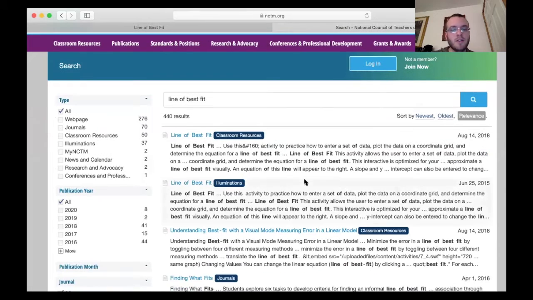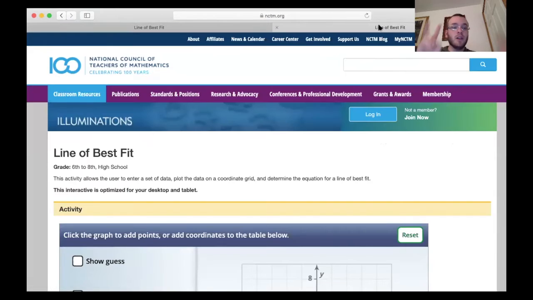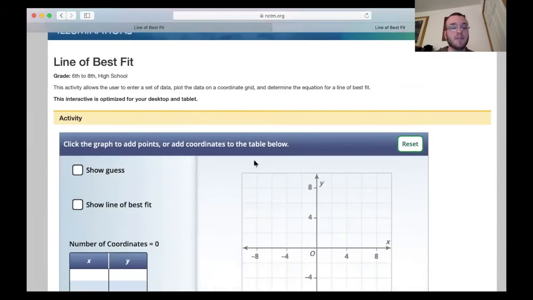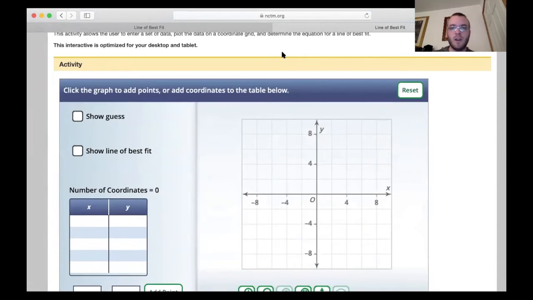And for me, it's going to be this second link, but you're going to want to click on the one that says line of best fit illuminations. You want the one that says illuminations. On this website, there are a lot of these illuminations, as NCTM calls them, but basically little online applets that we can play with. All right, I'm going to move my screen.